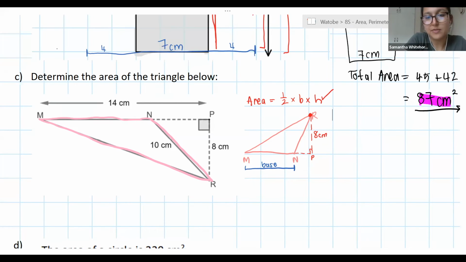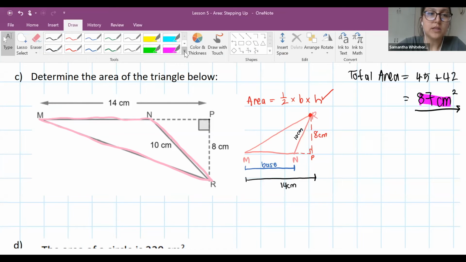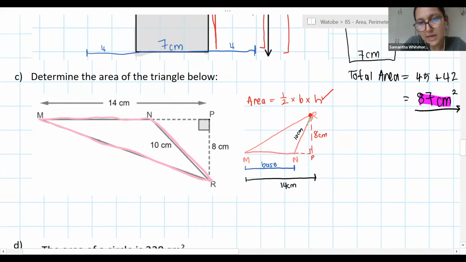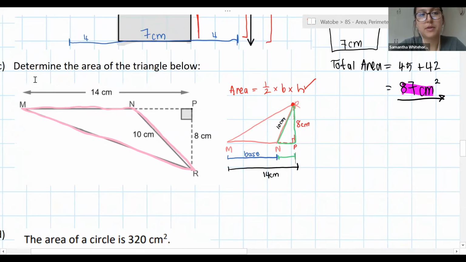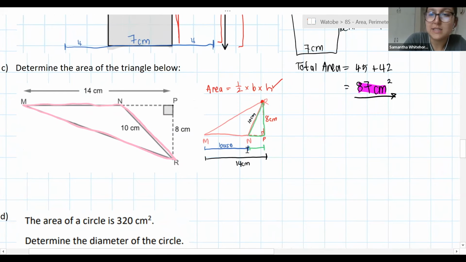The only information I have is that this whole length from M to P is 14 centimeters, and the length N to R is 10 centimeters. That's fine, because this actually does help us. It allows us to see that we have a right angle triangle NPR, and we can work out the length of NP using Pythagoras, which we can then use to work out the base length. So if someone wants to give it a try, what would the length of NP be using Pythagoras? You can pop it in the chat or raise your hand. What is this length of NP?